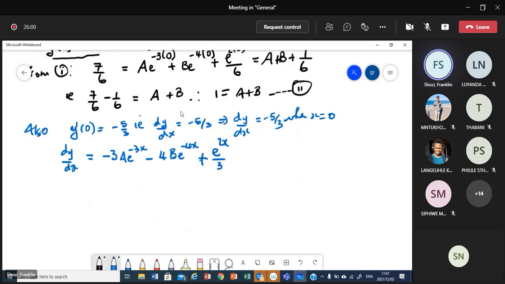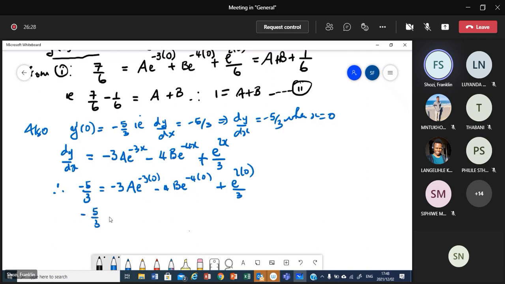What is it that we know? We know that dy/dx is minus 5 over 3 when x is 0. Therefore, minus 5 over 3, as it is given, is equal to minus 3a e to the power minus 3 of 0, x is 0, minus 4b e to the power minus 4 of 0, plus e to the power 2 of 0 over 3.